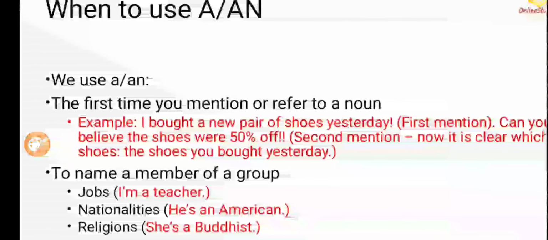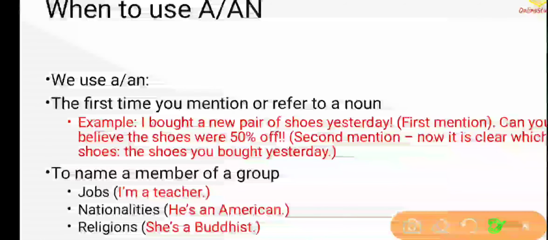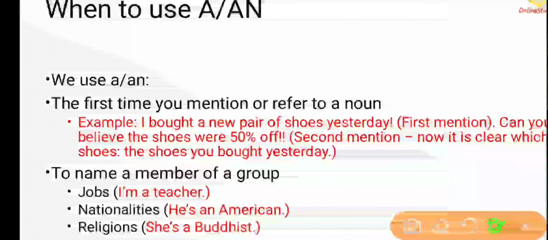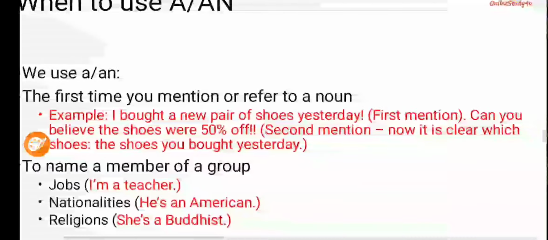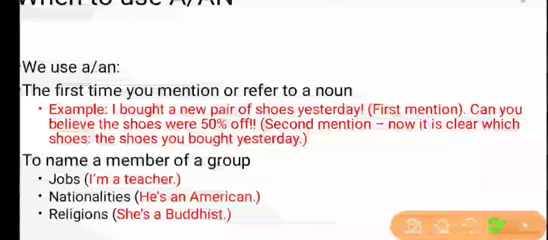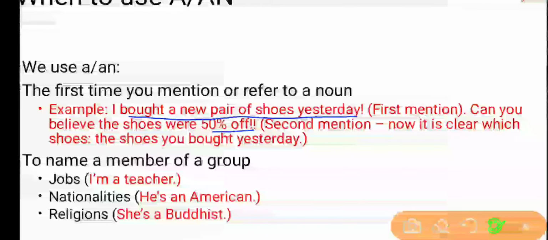After this, let us see when to use a and an. That means at what places we use a and an. First of all, when the first time you mention or refer to a noun, that means when a thing is introduced for the very first time. For example, I bought a new pair of shoes yesterday. Can you believe the shoes were 50% off? Here, in the first sentence, I bought a new pair of shoes yesterday, I have introduced it for the first time.